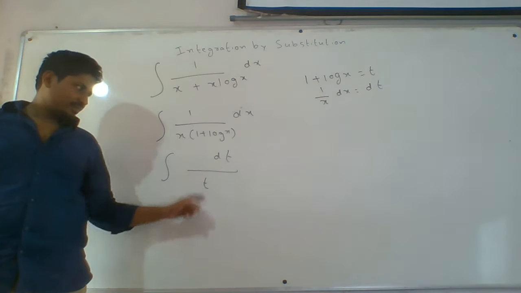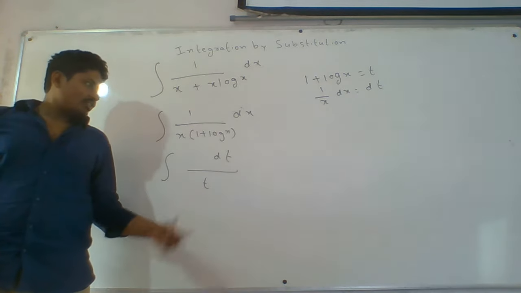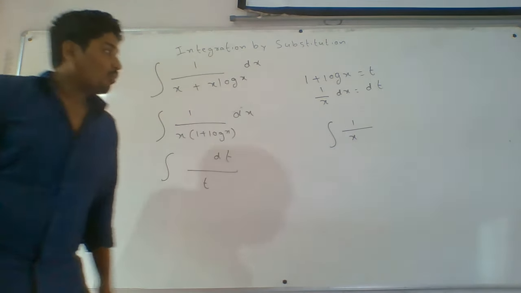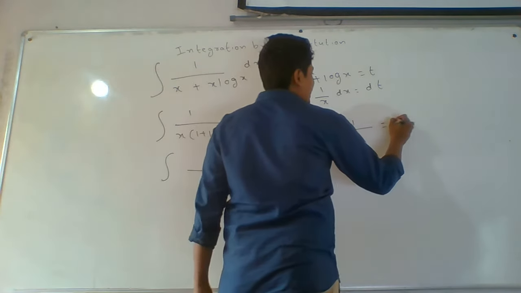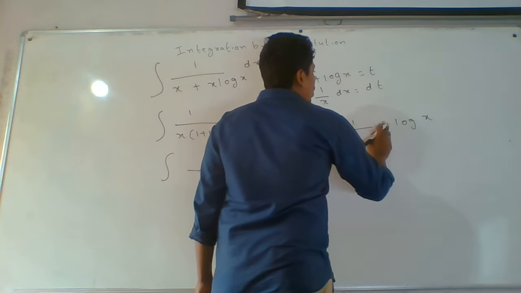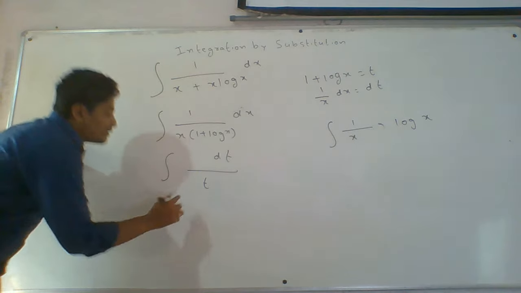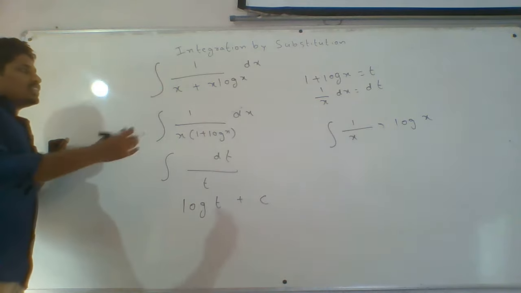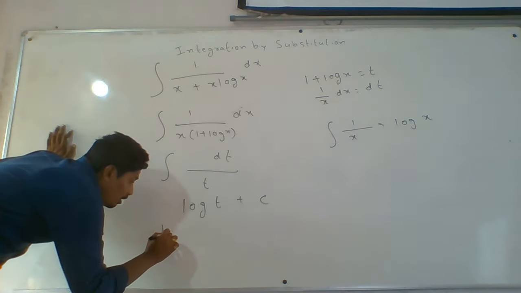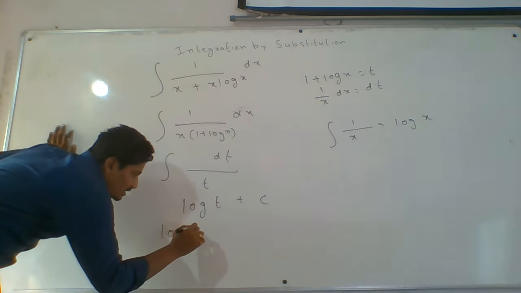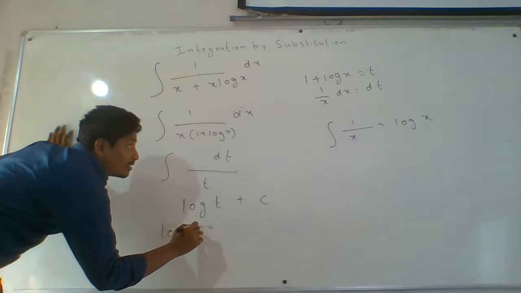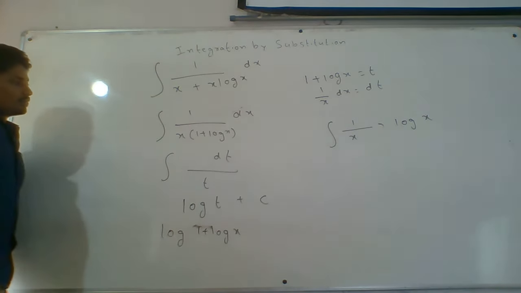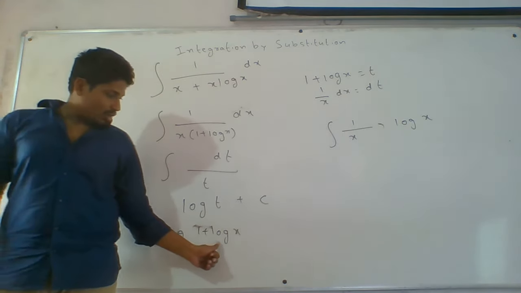Integral dt by t. It is of the form integral 1 by x. What is the integration of 1 by x? It is log x. So here it is log t plus c. In the place of t, what do you have to substitute? Log of 1 plus log x, plus c.